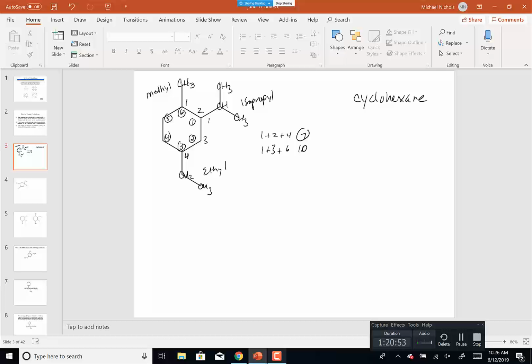So now if I started at the isopropyl group and I go to the methyl and then around in the square, that's going to be 1 plus 2 plus 5. That's going to be 8. Still not beating 7. So my numbering scheme then, the lowest one that I've found and the lowest one that's possible is going to be 1, 2, and 4.